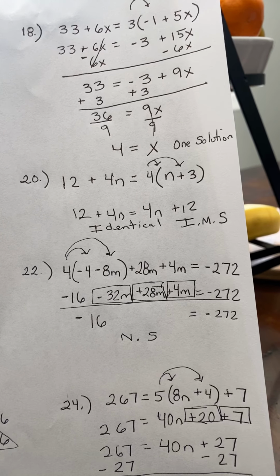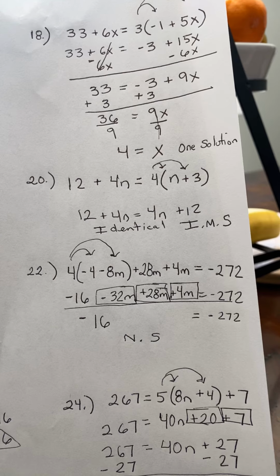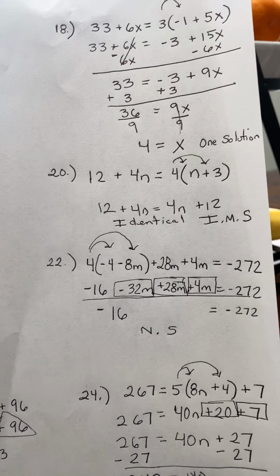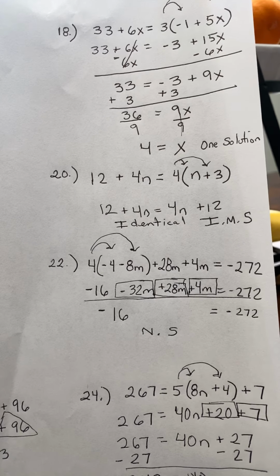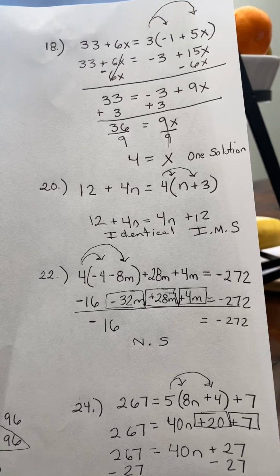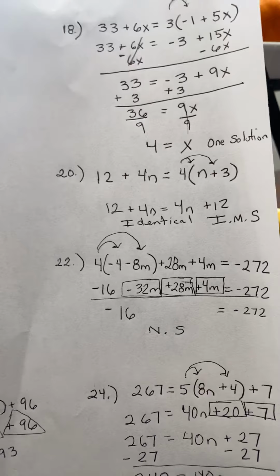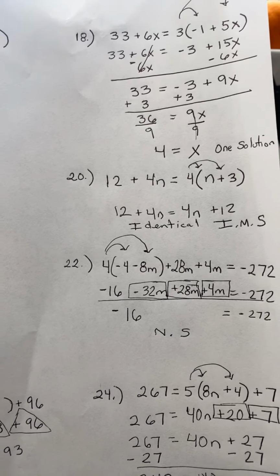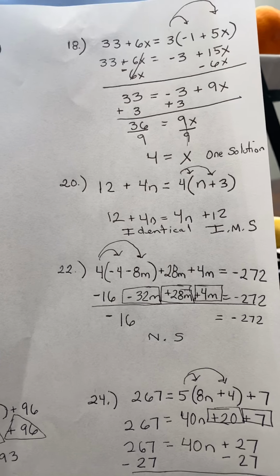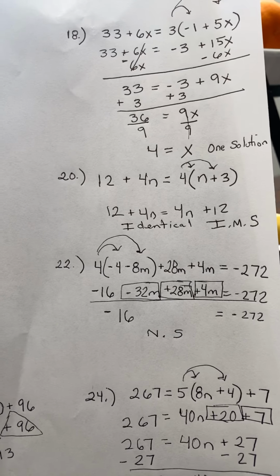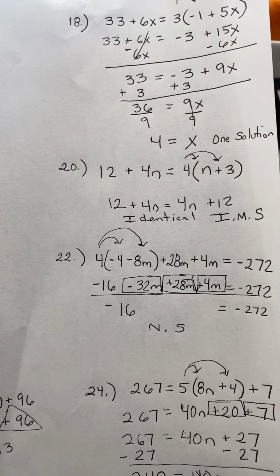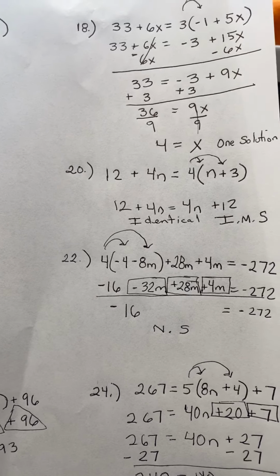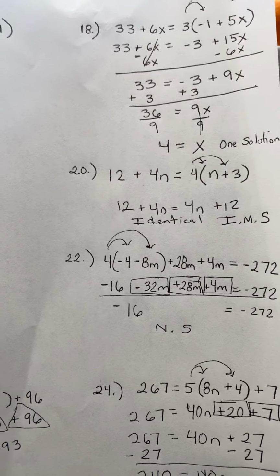After I did that, I realized I had a bunch of teammates over here on the same side of the equation. The Angels and the Dodgers, or the Lakers and the Clippers, however you guys want to call it. When you got teammates on the same side, you got to combine like terms. -32m plus 28m plus 4m equals 0. That is a 0 pair. And you're only left with -16 over there now. -16 equals -272. That does not make sense at all. That means there is no solution.